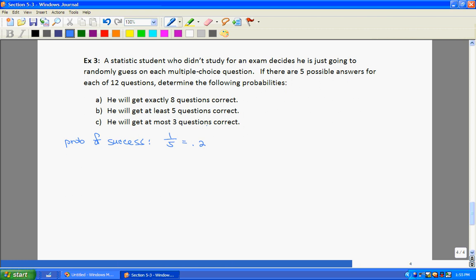Now we're interested in a few different things. A, what's the probability he will get exactly 8 questions right? Let's see. So probability that X equals 8. So we're going to set up out of 12 questions or trials. There are 8 that we're interested in being correct or successful. So the probability of getting it right is 0.2, and we want 8 of those. But the probability of getting it wrong is 0.8, and we are going to have 4 of those. Let's see what his chances are.